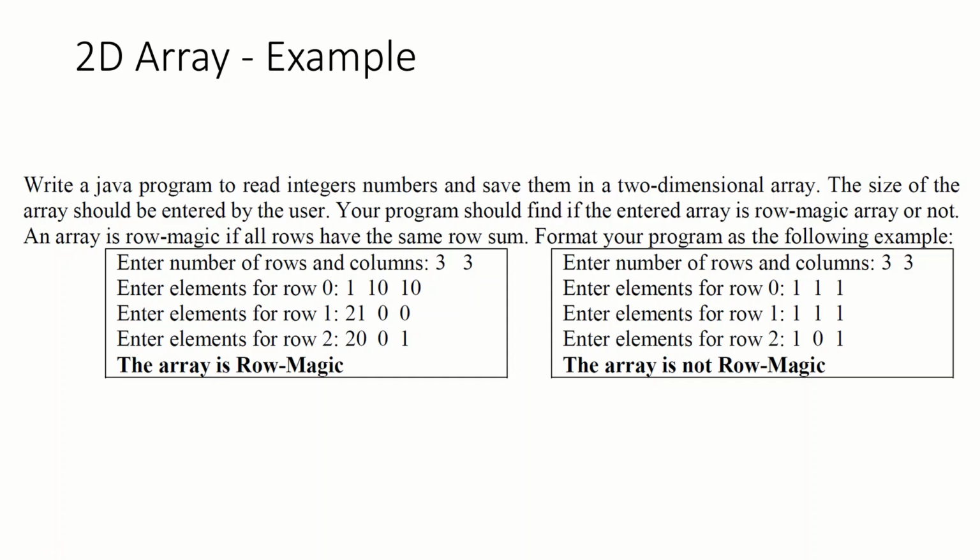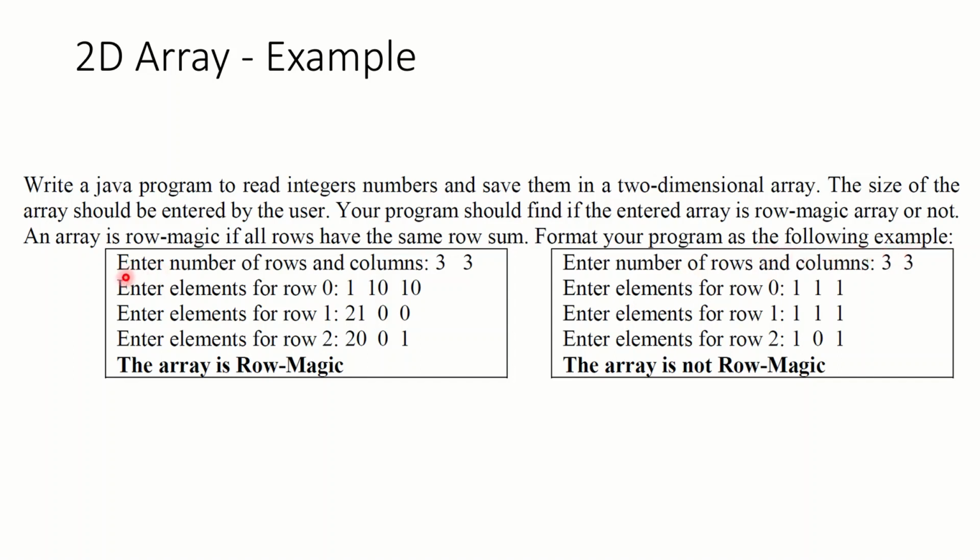In this session, we have an example of a two-dimensional array, and the example says we have to write a Java program to read integer numbers and save them in a two-dimensional array. The size of the array should be entered by the user, and then the program should find if the array is row magic or not. An array is row magic if all rows have the same sum, and we need to format the program as the following example.